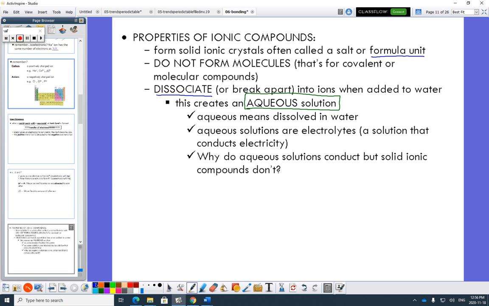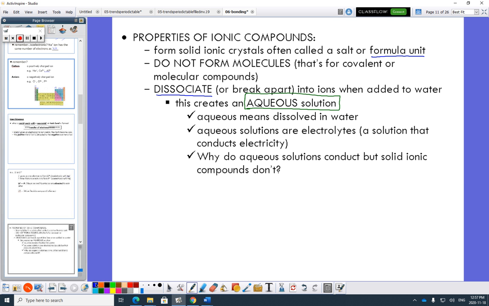So why do aqueous solutions conduct, but solid ionic compounds don't? Another reason why aqueous solutions are important is for displacement, like that switching reaction. Your grade 10 teacher might have talked about girls dancing, a girl and a boy, and then the girls switch. They love that analogy.